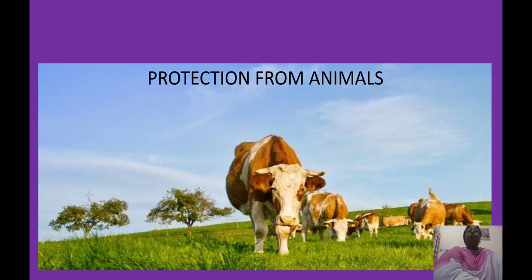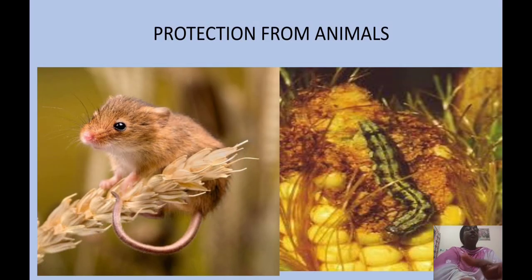So what has to be done? The crops should be protected from these grazing animals, rats. You can see small worms, insects, many birds. They all feed on many kinds of grain. So protection from animals is equally important.